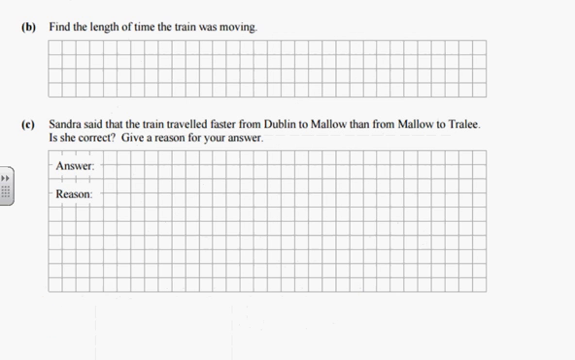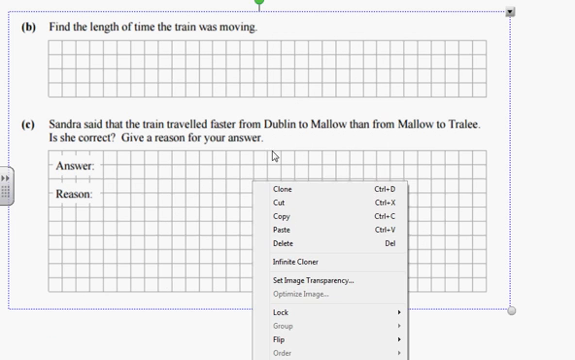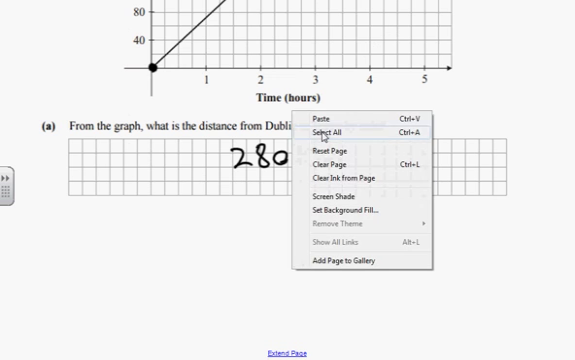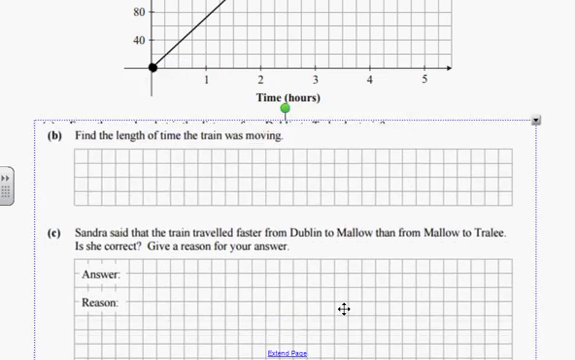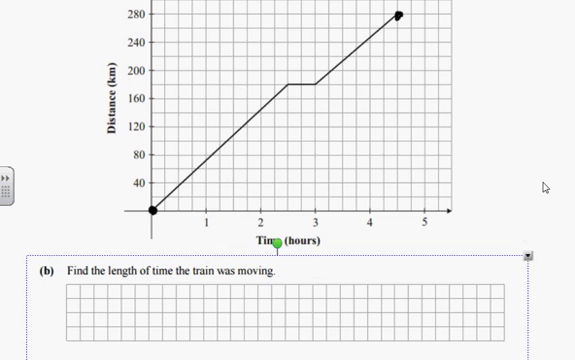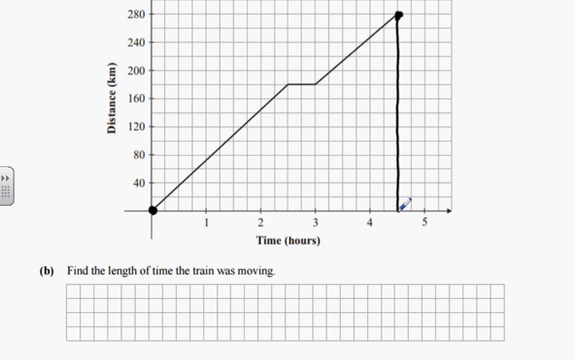Okay, now to bring this question back onto the other page. Extend page and paste. It's 280 kilometres. Now I'm just going to obscure it. Find the length of time the train was moving. That's Charlie's answer. 4.5 hours, because you drop it down here, and it's halfway between 4 and 5. 4.5 hours, or 4 hours and 30 minutes.